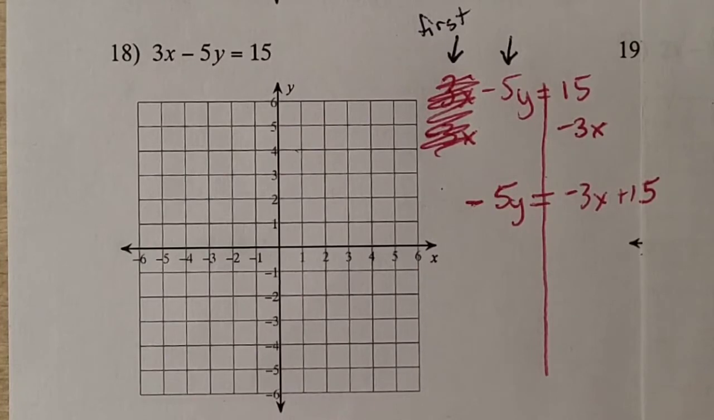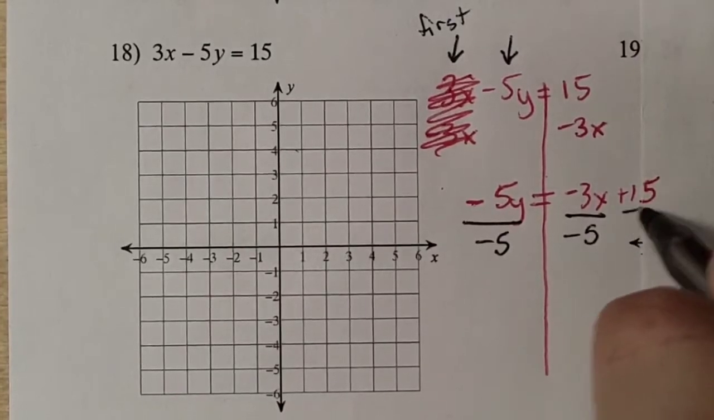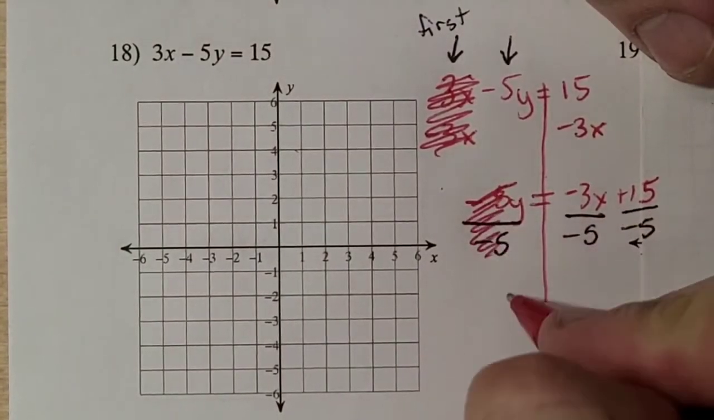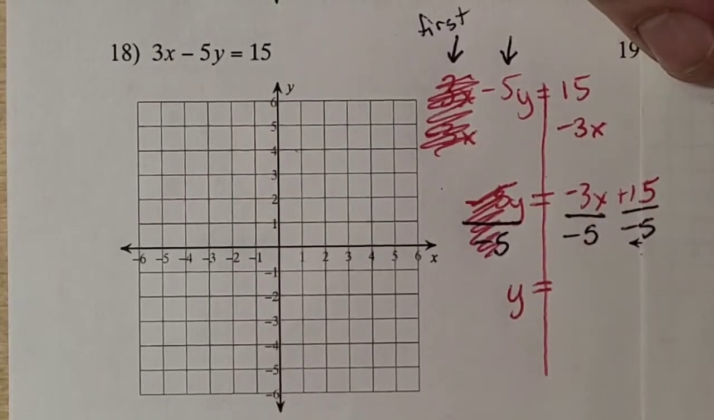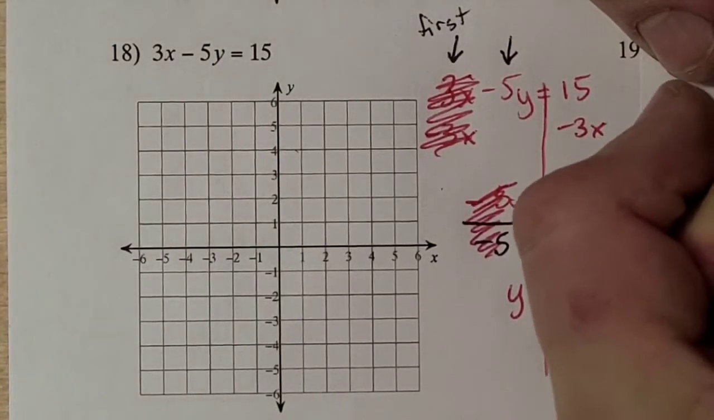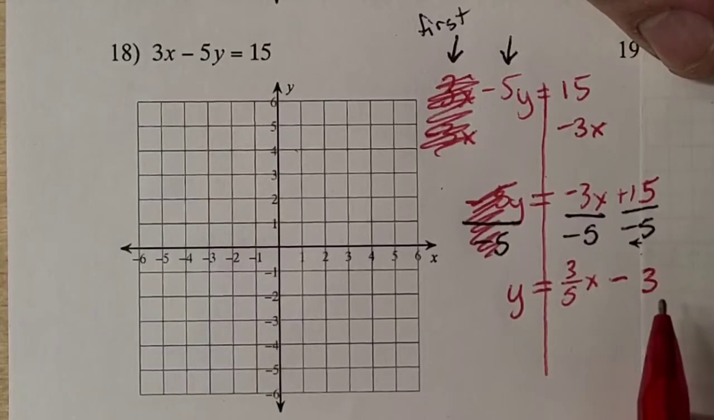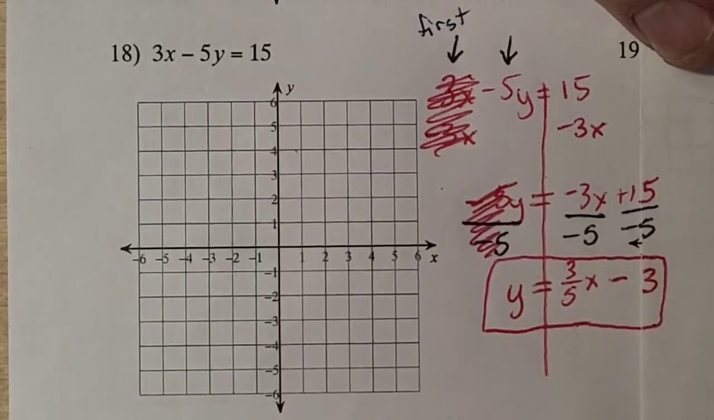-3x plus 15. Now I want to get rid of this -5, so I'm going to divide by -5, but I'm going to divide each piece by -5. Giving myself a little bit more room here. Hope you can see it. This part goes away, and I'm just left with y equals -3 over -5. Again, those two negatives will make a positive, but 3/5, you could write that as 0.6. That's not going to be helpful. So I'm just going to leave it as 3 over 5. And then 15 divided by -5 gives me a -3. And this right here is my equation in slope-intercept form.